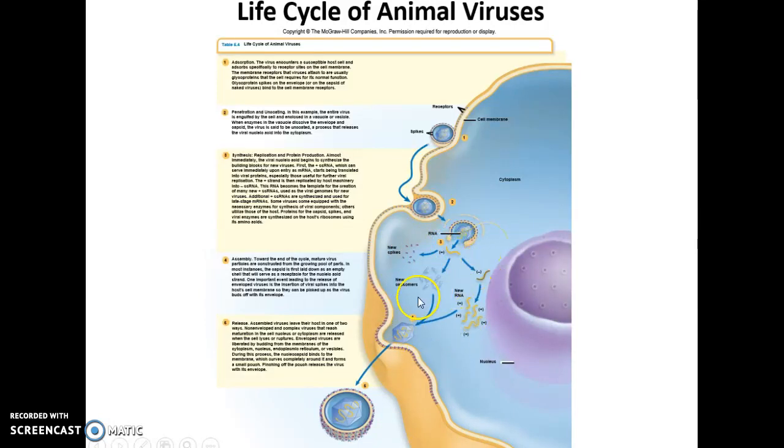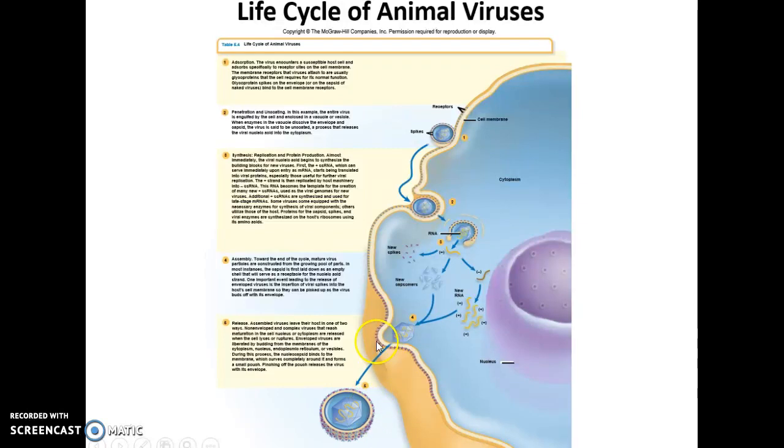Step 4, you have assembly. Now you have the new capsomeres, you have the new RNA. It could be DNA. And then, again, by some unknown direction or mechanism, you have assembly, where the capsomeres come together around the nucleic acid to create this virion. And then you have release. And in this case, you have release of an enveloped virus. The nucleocapsid is pushing through the plasma membrane, and when it does so, it takes some of that plasma membrane.